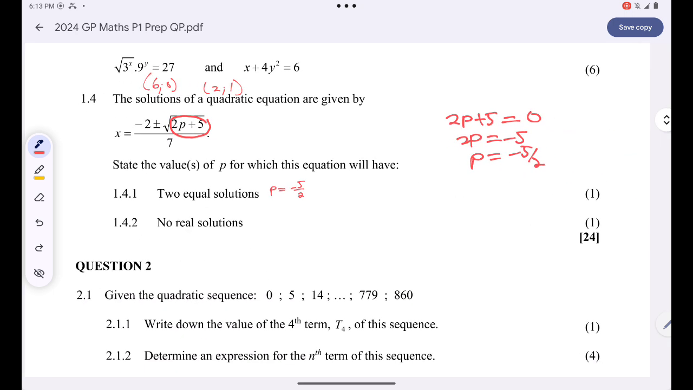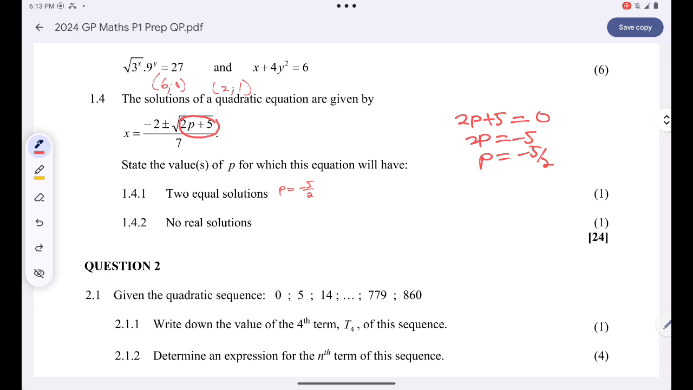And then for the following question, they want me to find the values of p so that my equation will have no real roots. If my equation has no real roots, that means delta, or the discriminant, is less than 0. In our case, I'll simply say 2p plus 5 is less than 0, and hence 2p is less than negative 5, and then p is just less than negative 5 over 2. So p is less than negative 5 over 2.